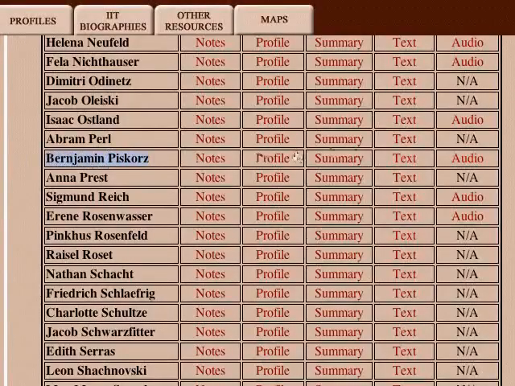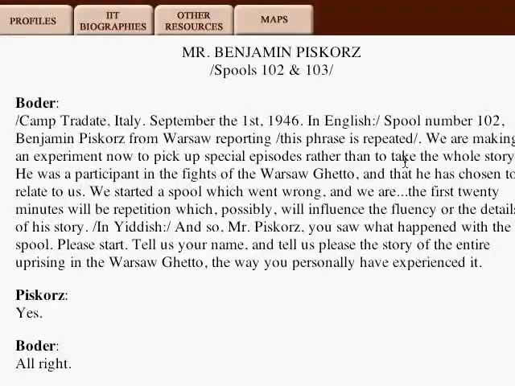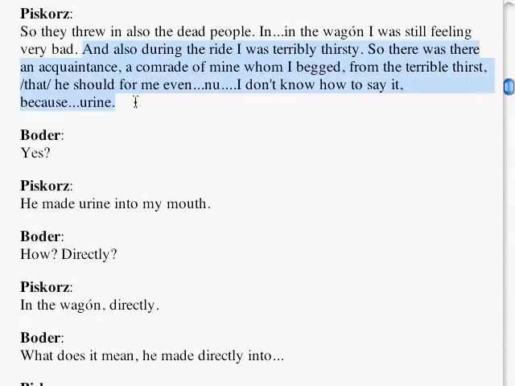We'll look at his interview transcript with Benjamin Piskorz, talking about his trip to Treblinka. "And also during the ride I was terribly thirsty, so there was an acquaintance, a comrade of mine, whom I begged from the terrible thirst that he should for me even, I don't know how to say it, because urine."